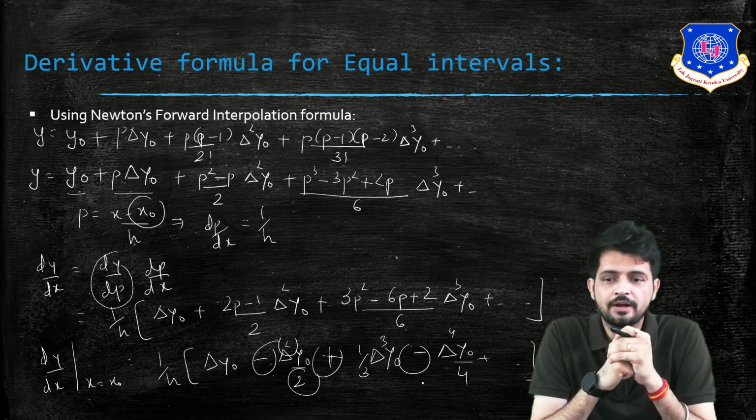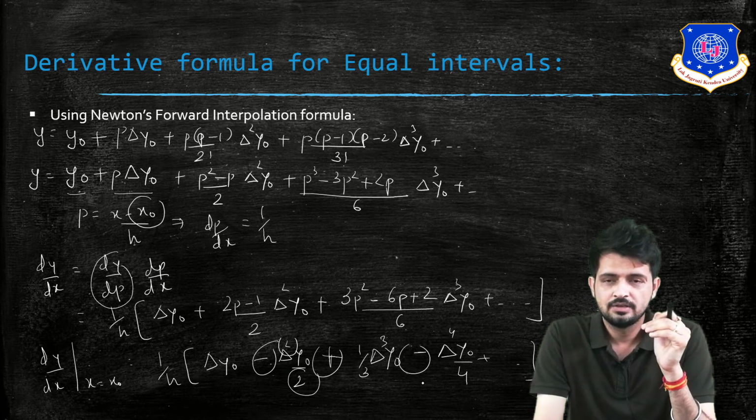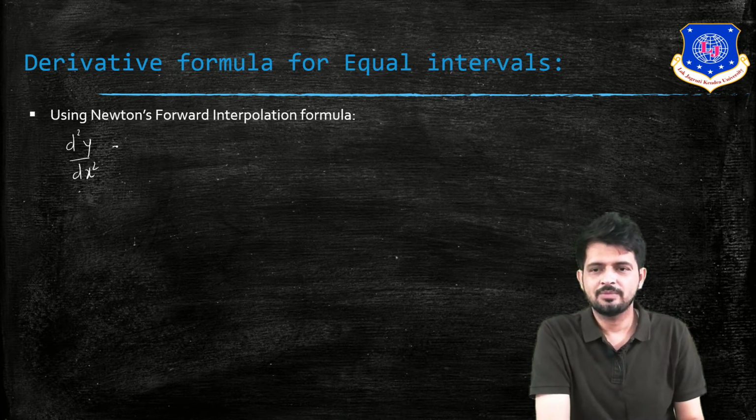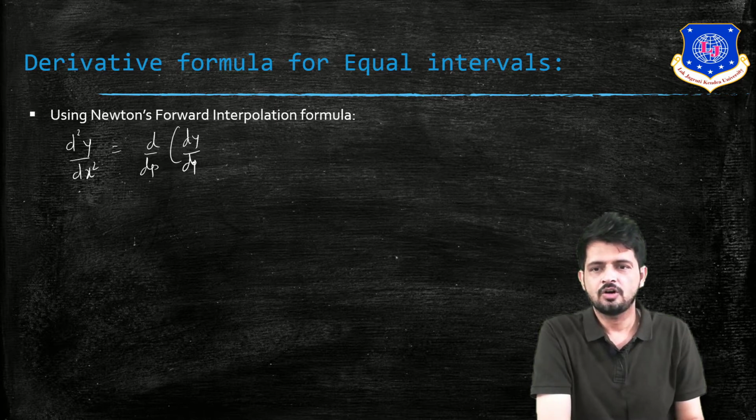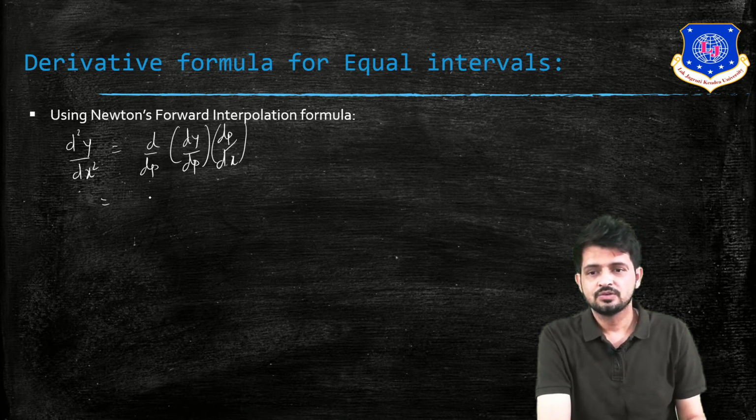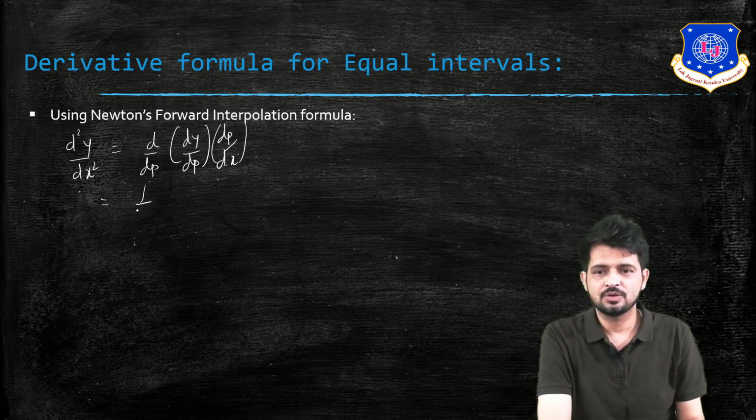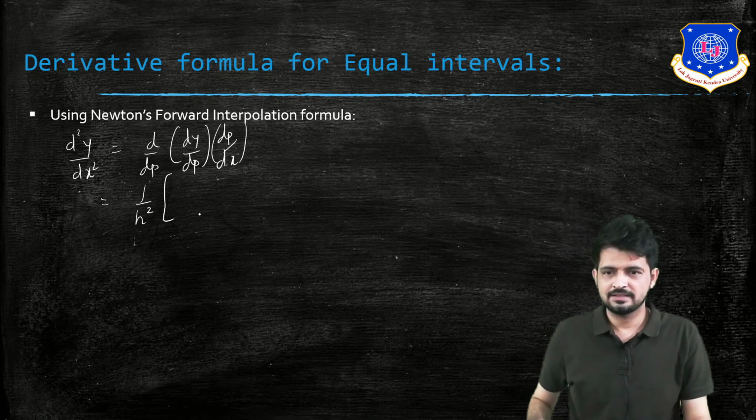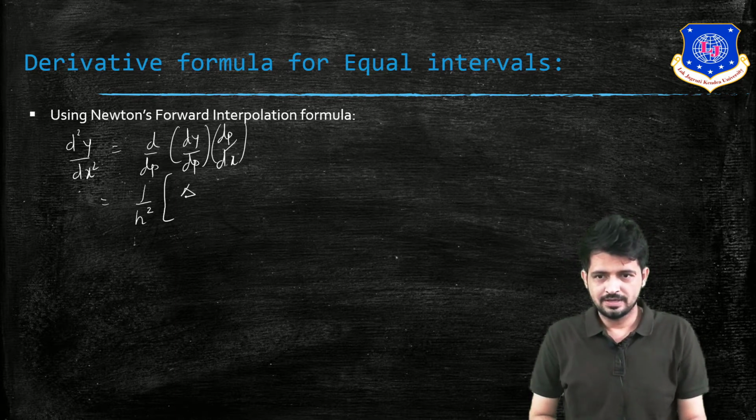Similarly, we have to find d square y by dx square. So how can we find that? See, if I want to find d square y by dx square, it can be found by d by dp of dy by dp into dp by dx using the chain rule. Okay, so we have to take the derivative of dy by dp. So what will the derivative be? See, dp by dx, we know that dp by dx is 1 upon h. So 1 upon h into 1 upon h will be 1 upon h square. And by simplifying this, you will get a term like this.